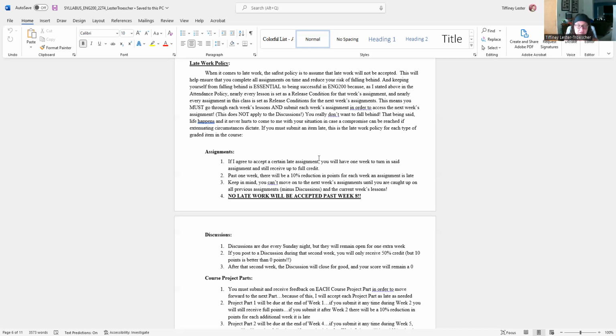But if by chance you have to go more than 1 week past the due date, there is a 10% reduction in points for each week the assignment is late. And no late work will be accepted past week 8. So if you're not caught up by then, there's really no coming back from it at that point.